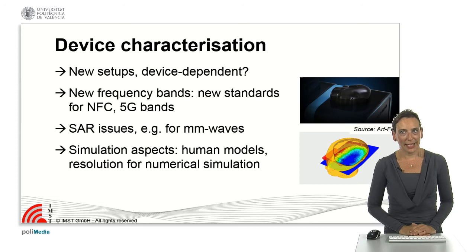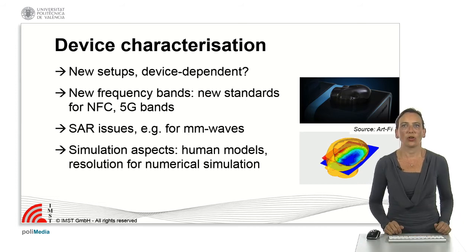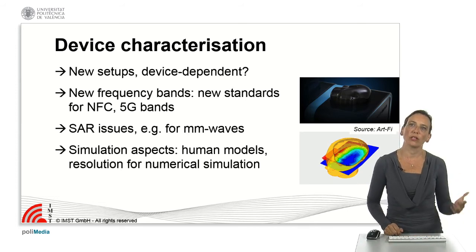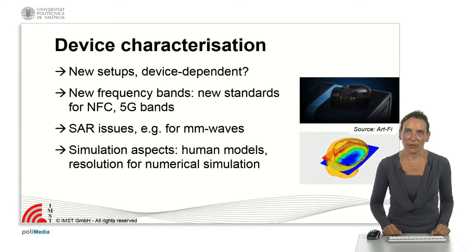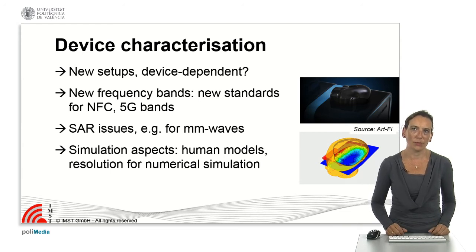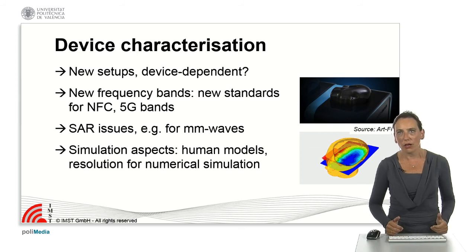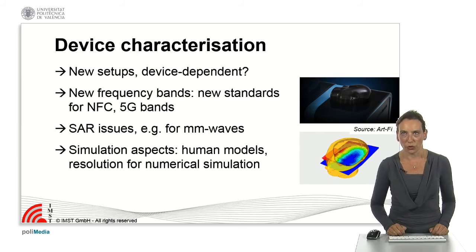So once we have designed the antennas, we have also the challenge of characterizing them. If we move to 5G communications, we will need also new setups that are maybe device dependent, because we are dealing with different frequency bands and with different forms, shapes, weights and sizes of the devices. So the typical setups that we are using nowadays may not be enough to characterize the antennas in the future.